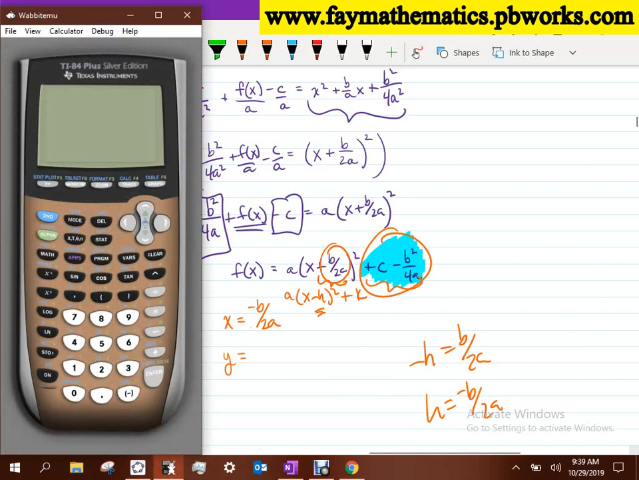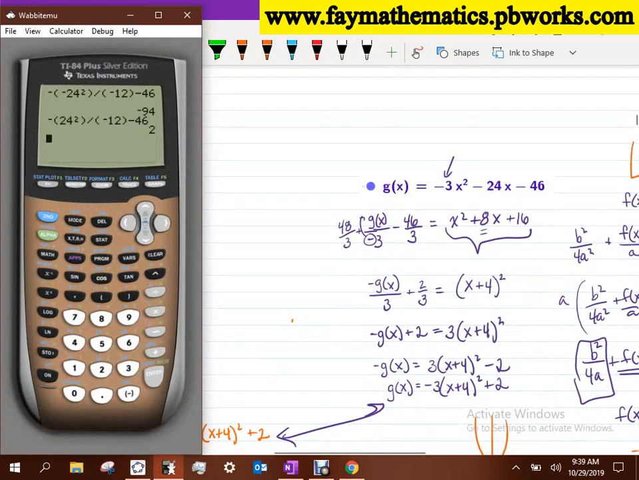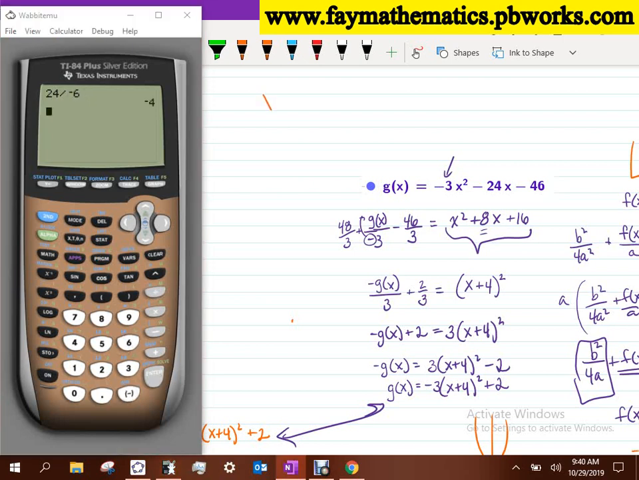Okay? Think about this. If I go back up to this thing right here, and I take the opposite of b over 2a, so I get negative 24. Take the opposite of that, gives me 24, divided by 2a. Well, that's negative 6. Gives me negative 4. The x-coordinate is negative 4.